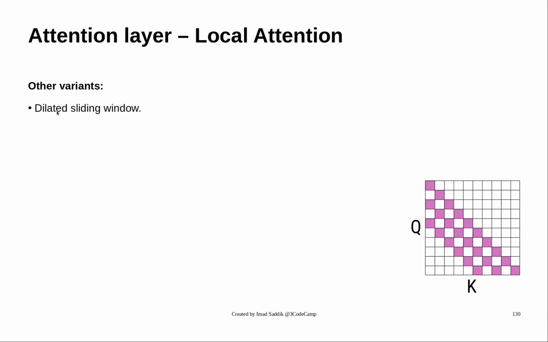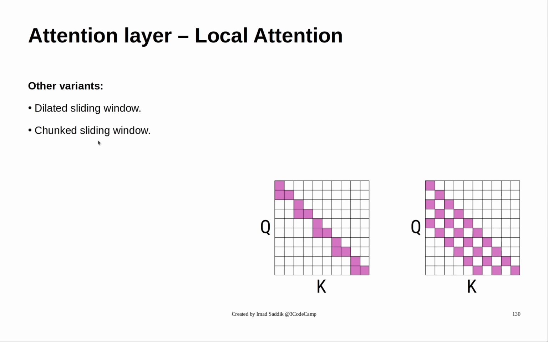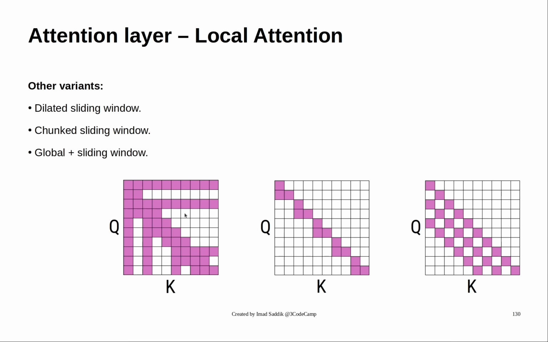We also have other variants of this method. Here we have dilated sliding window. This is how it looks. We also have chunked sliding window. This is how it looks. We can also combine the two, so we have global plus sliding window. Here is how it looks. We still have the sliding window, which is what I showed you earlier, but we add these global tokens for the tokens that should attend to all the tokens, for example the special tokens, like the start of text, end of text, etc.